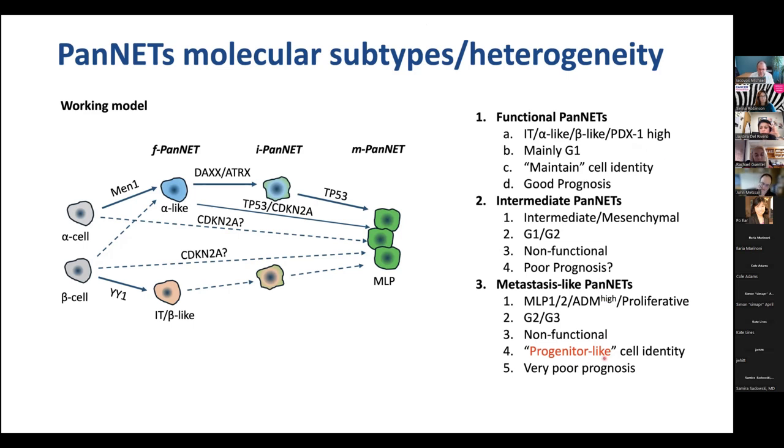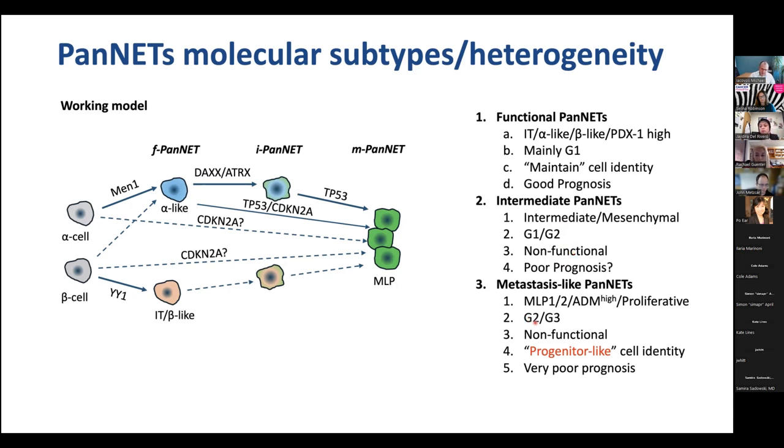On the other side of the spectrum, I do like the term metastasis-like because they really resemble more what you have in the metastatic setting. These are non-functional, and they have this progenitor identity, and there is a gray area in the middle. And really, it's going to be, I think, a challenge to find a good marker for this intermediate stage, and definitely we have to do a lot more work.